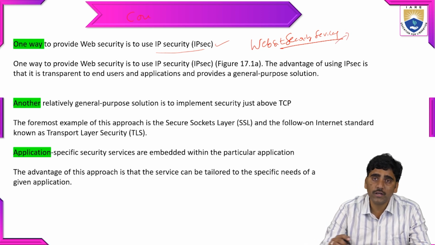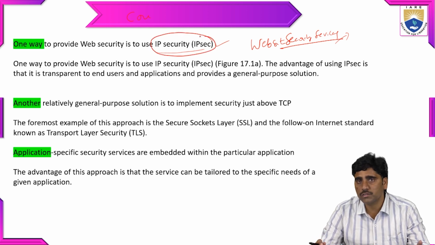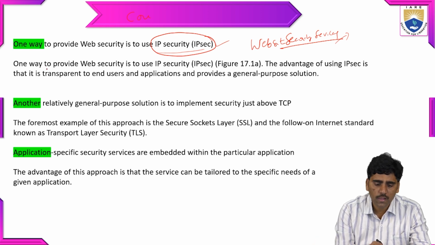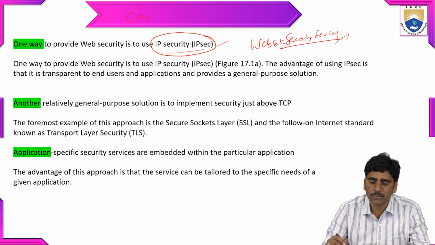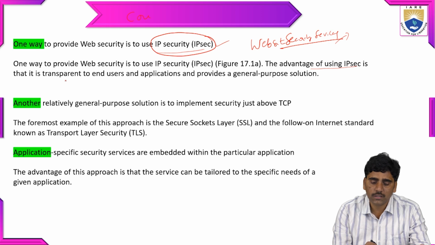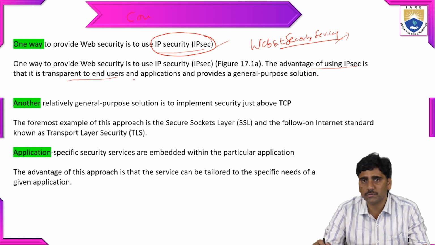In that, one way to provide web security is to use IP security: IP security policies, protocols, mechanisms, and principles. The advantage of using IP security is that it is transparent to the end users and applications, and provides general purpose solutions.